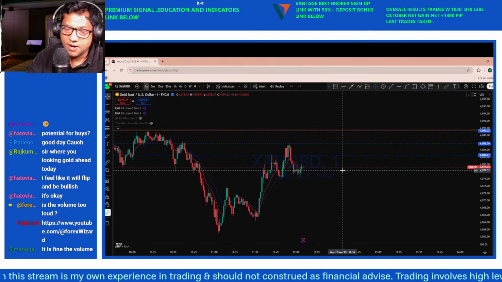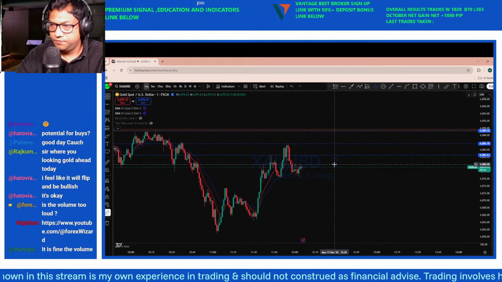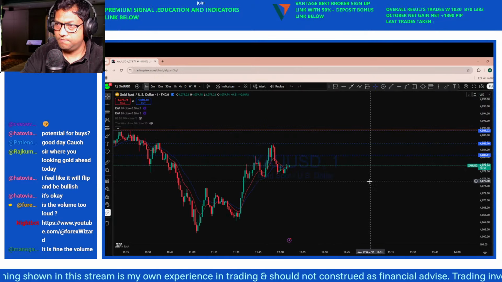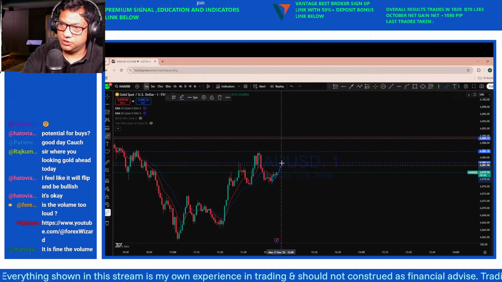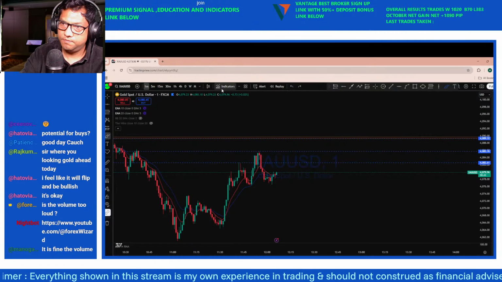This is currently on a sideway, you can see a narrow consolidation. Now with this narrow consolidation, the market here, we might see again appreciation back above here.